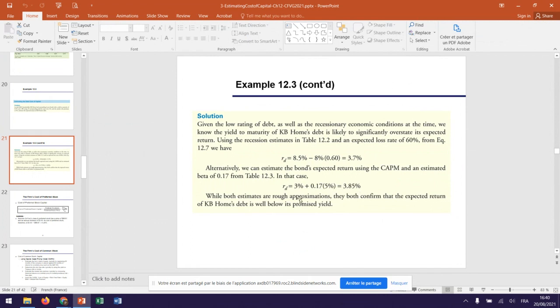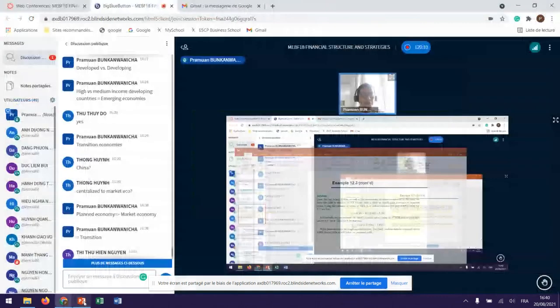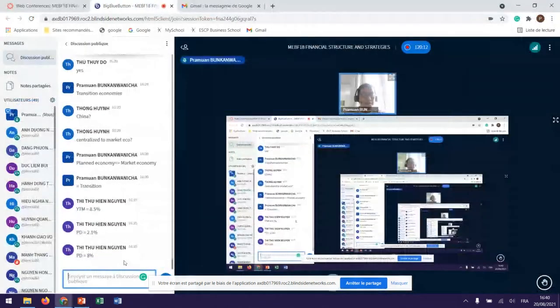You can see both estimates are rough approximations. They both confirm that the expected return of debt is well below the promised yield of 8.5%. You cannot apply 8.5% as the cost of debt for a company that has a low- or high-risk bond. Okay, so far so good. Everybody follows?